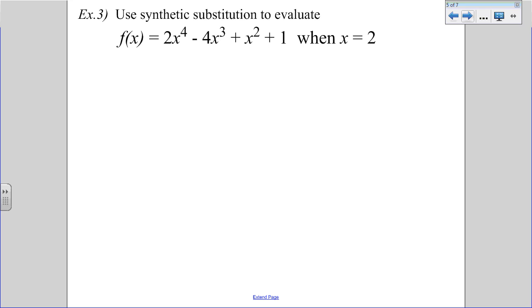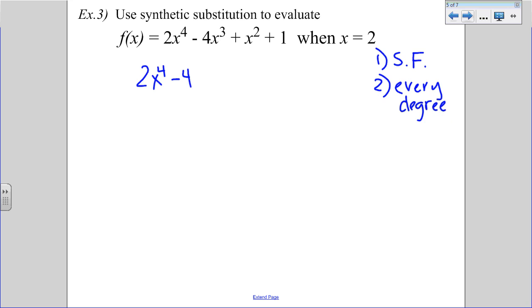What we're going to do is we're first going to make sure that it's in standard form, okay? Is this polynomial in standard form? Yeah. Then what we need to make sure is that we have every degree. So the next thing you need to do is make sure you have every degree. And so what I mean by that is I have x to the 4th. Got it. After x to the 4th, I should have an x to the 3rd. Got it. After x to the 3rd, what should I have?